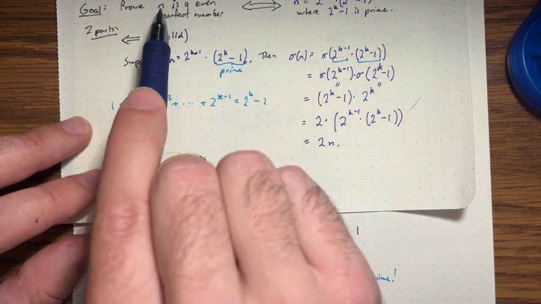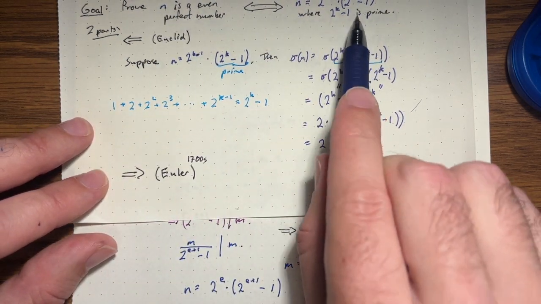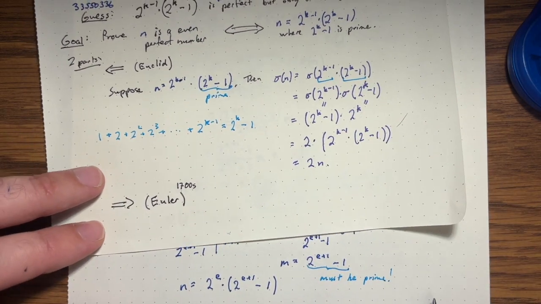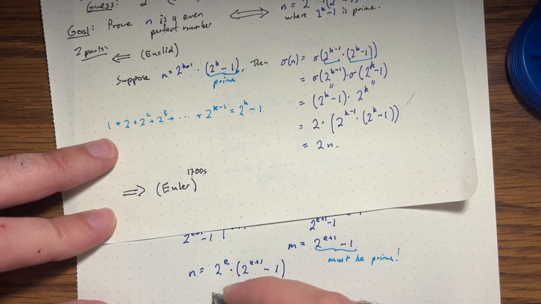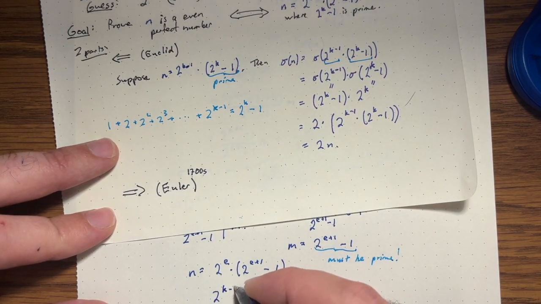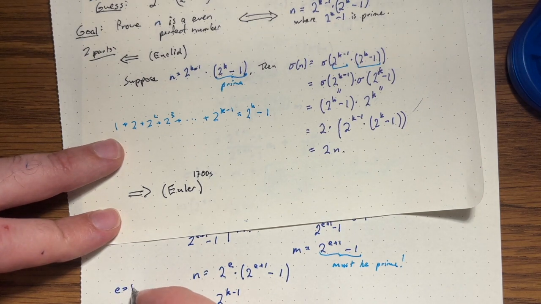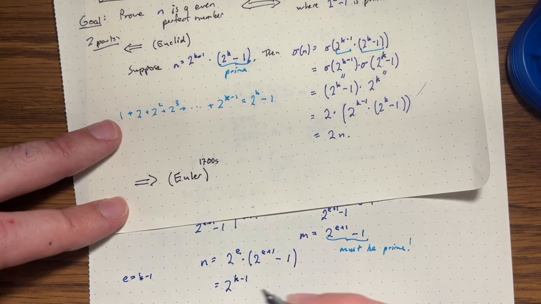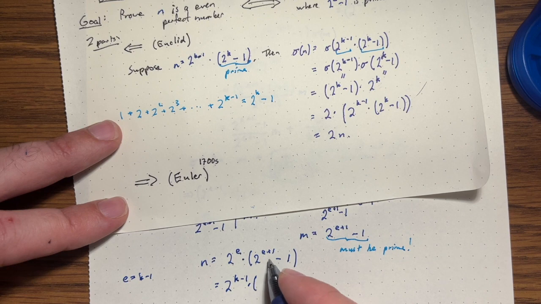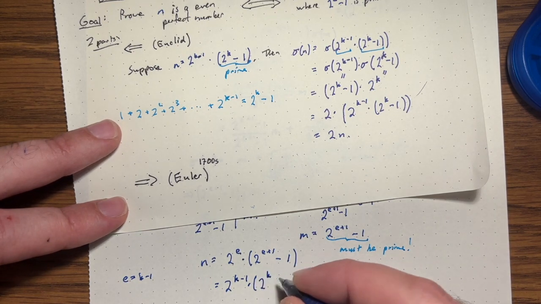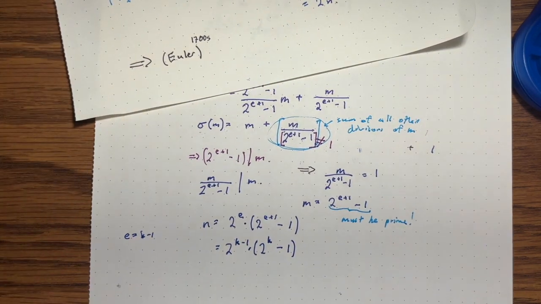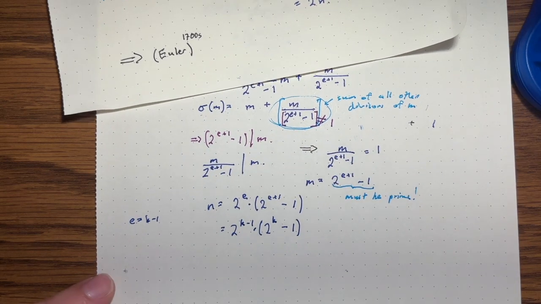But we proved that if n is an even perfect number, n has this form. Let's make it a little more obvious. So what is e actually? So e is k minus 1. If we just set e to be k minus 1, it doesn't matter, it's the same form, right? But then this would become 2^(k−1). So n has this form.